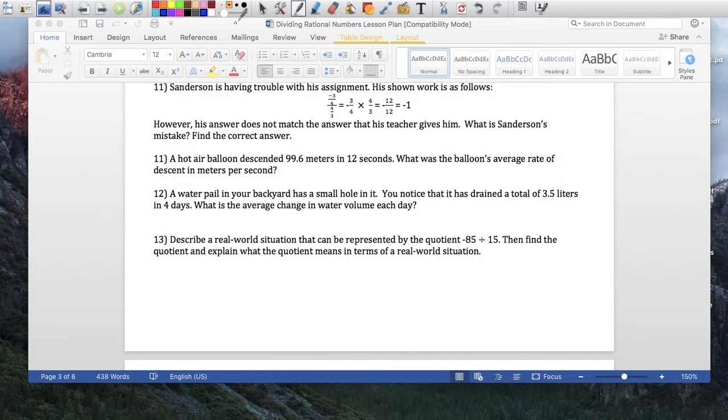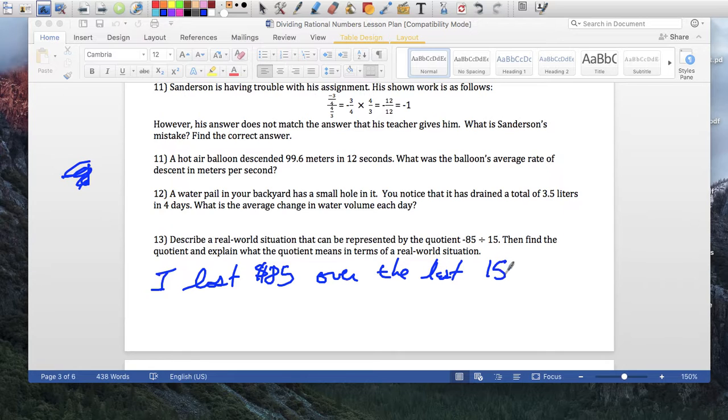Describe a real-world situation that can be represented by the quotient of negative 85 divided by 15. Oof. So I lost, so I can write a story. I lost $85 over the last 15 days. How much money did I lose every day? How much money did I lose each day for the past 15 days?